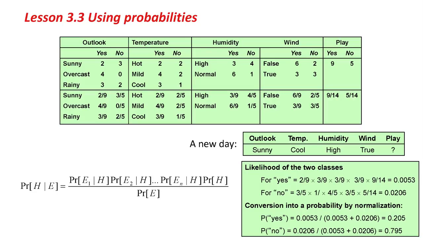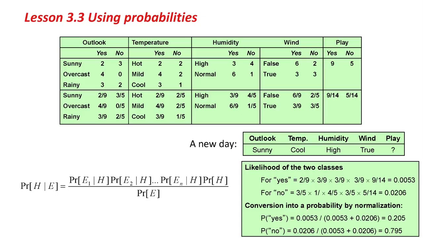These numbers are not probabilities. Probabilities have to add up to 1. They're likelihoods. But we can get the probabilities from them by using a straightforward technique of normalization. Likelihoods for yes and no, and we normalize them as shown below to make them add up to 1. That's how we get the probability of play on a new day with different attribute values.